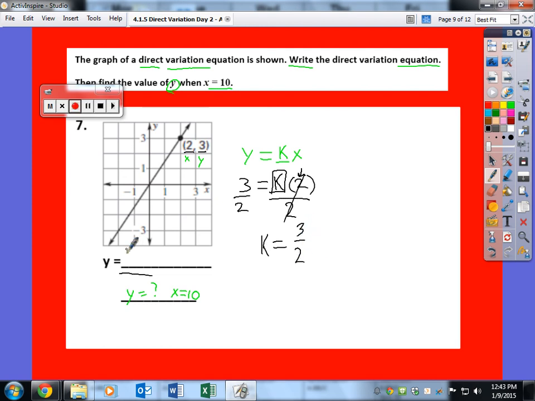Taking this information, I can write down my equation, y equals 3/2 x, and I can also find out what y is if my x value is 10. So y equals my constant times 10. Well, 3 over 2 times 10, 3 times 10 is 30, and divide that by 2, so that's 15. That means my y value would be 15 if my x value is 10. So here I'm going to have 15. That's number 7. Problems 8 and 9 are very similar to that.